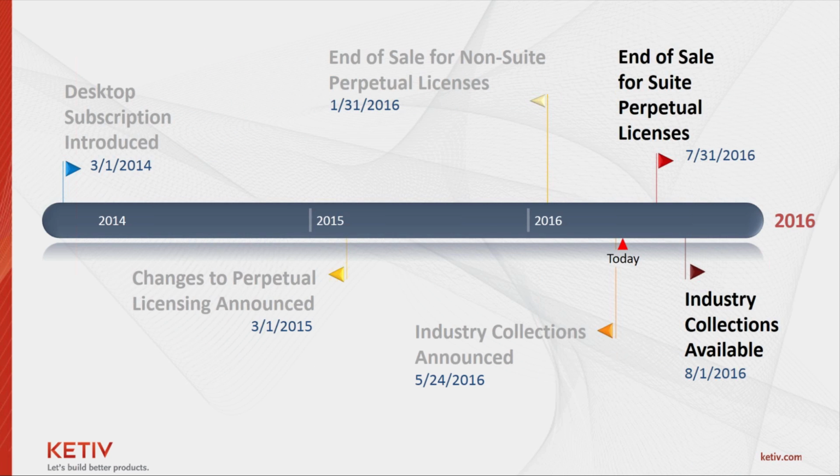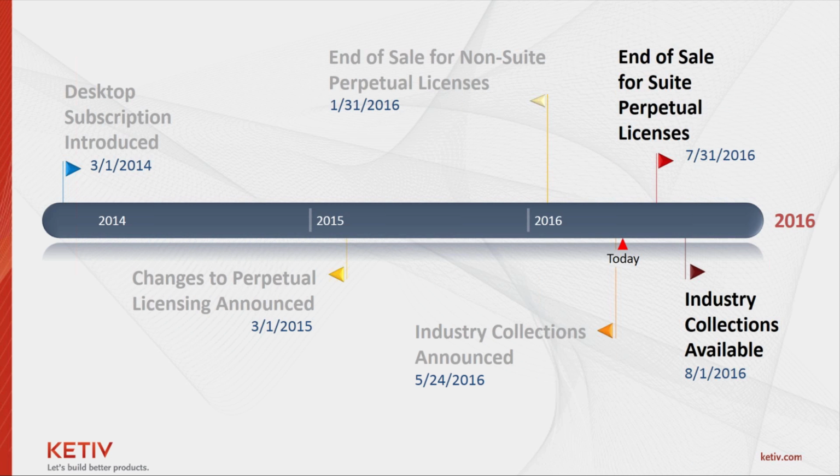So here's that timeline again. Everything in gray is the things that we have passed. And just to note, the things in black are the things that are upcoming. So end of sale perpetual licenses, we want to remind you over and over again that that does end at the end of July, which is going to limit your options in purchasing software by about half, I would say. It is, yeah.